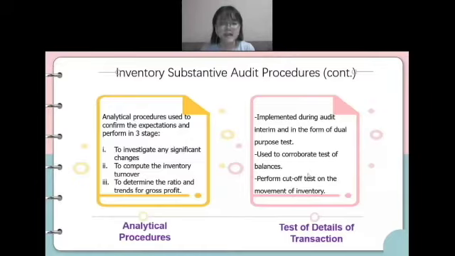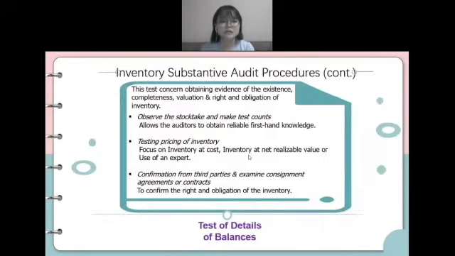Next is test of details of balance. We need to observe the stock take and make test counts. We need to observe how our client does the stock take, how they count the inventory, and how they do the procedure. This will help us to understand the condition of the inventory and also the quantity of the inventory. This will help us to place reliance on the management assertion. As an auditor, we also need to count the inventory ourselves and compare the values with the values gotten by the clients.